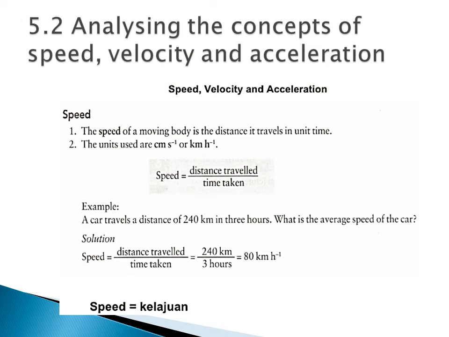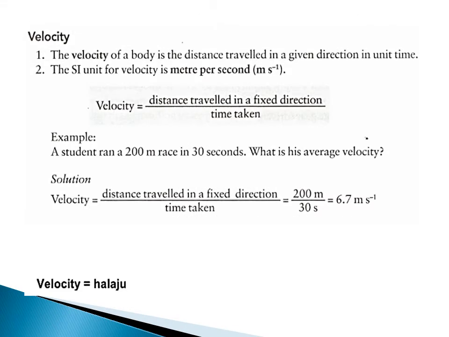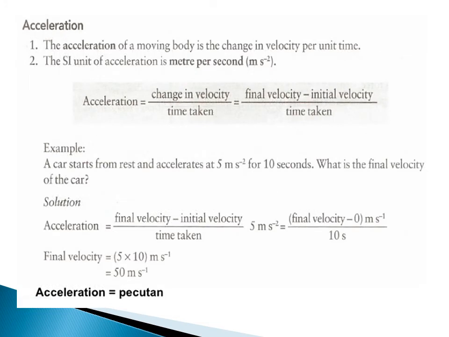Speed in bahasa Melayu is kelajuan. So kelajuan is speed. Halaju is velocity. So for halaju, we have meter per second, kilometer per hour. Normally you use it in the car, right? Right. So now we go for the acceleration.